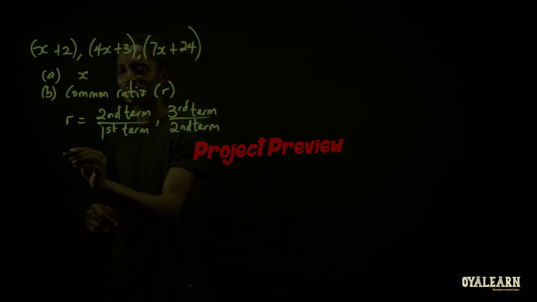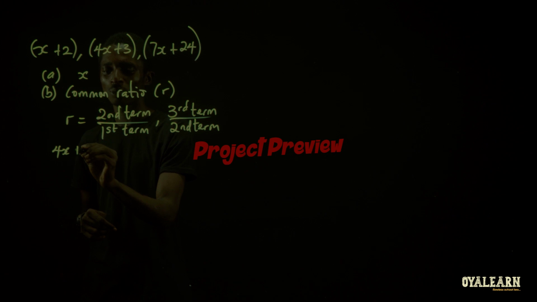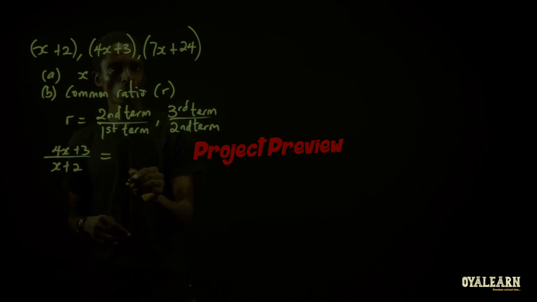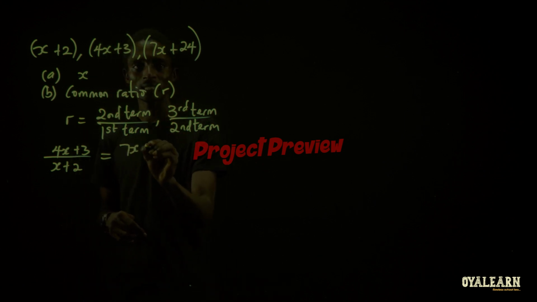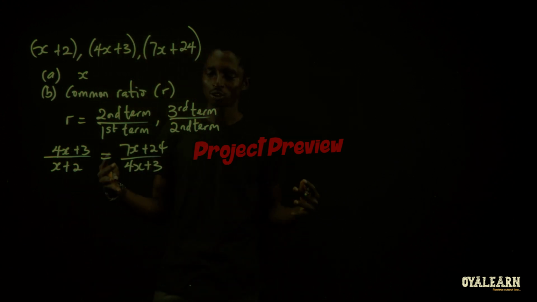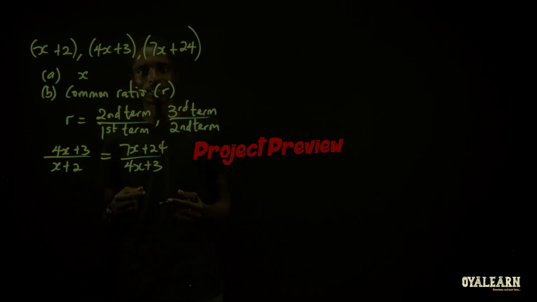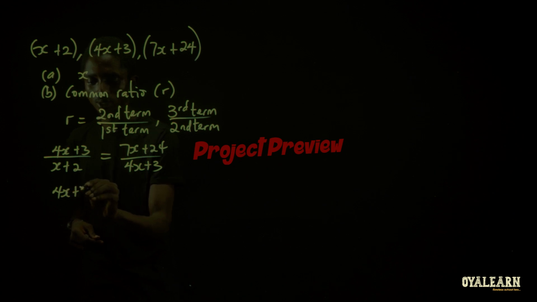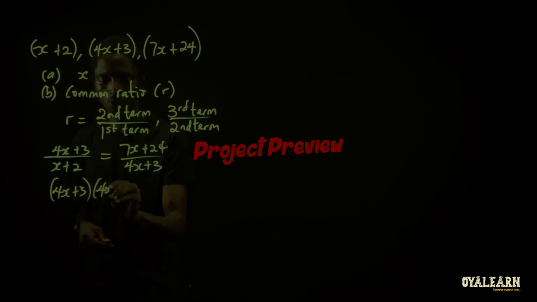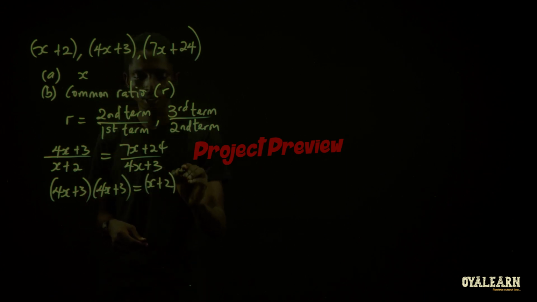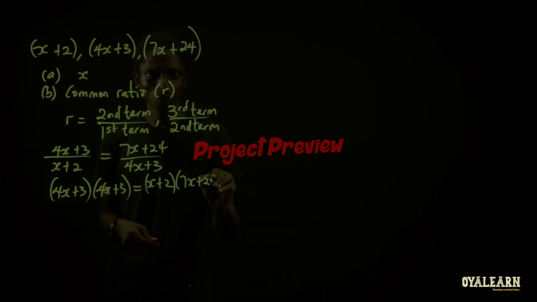x. So that means that in this case, 4x plus 3 all upon x plus 2 is equal to 7x plus 24 upon 4x plus 3. Now what we do here is just cross multiply, and then we use that to find the value of x. Now let's go. 4x plus 3 into 4x plus 3 equals x plus 2 into 7x plus 24.